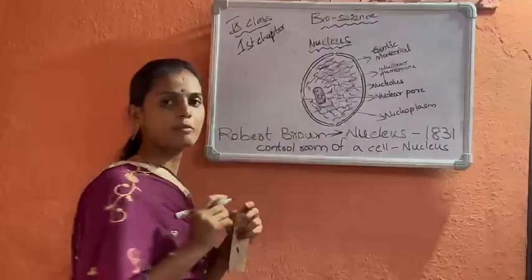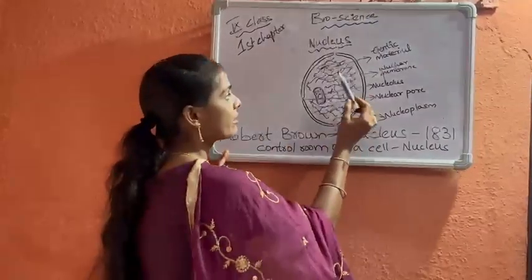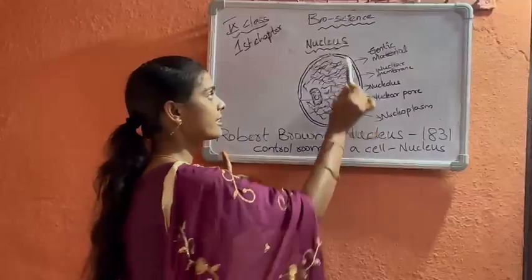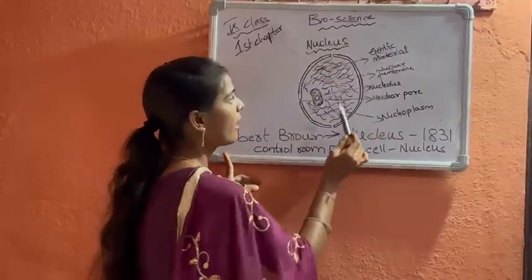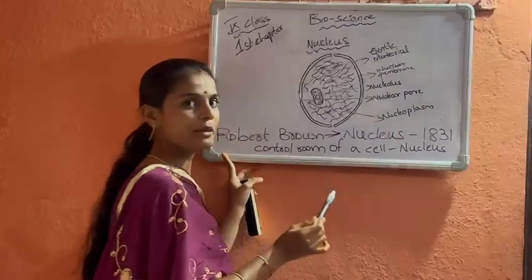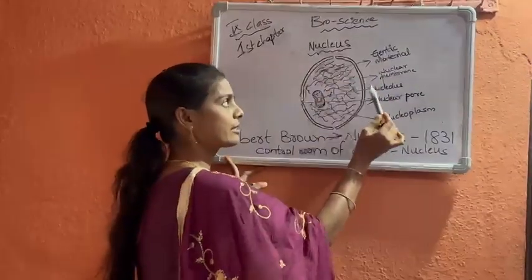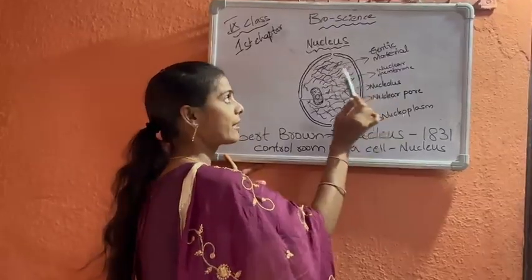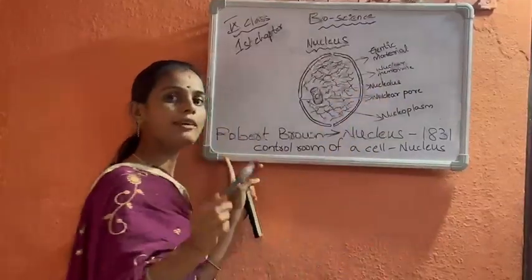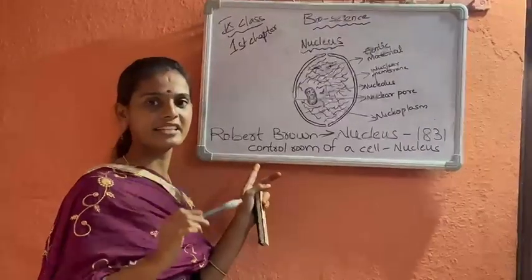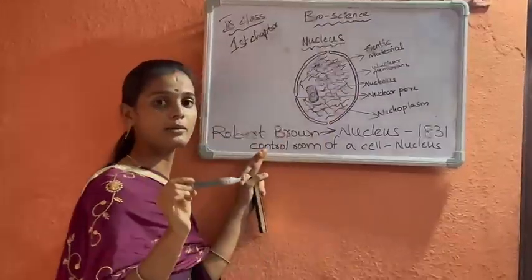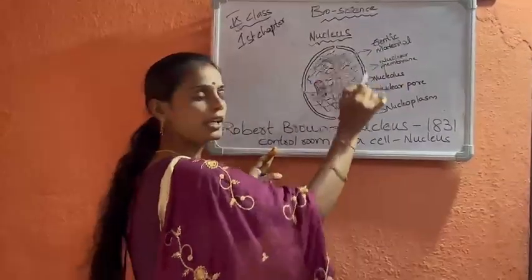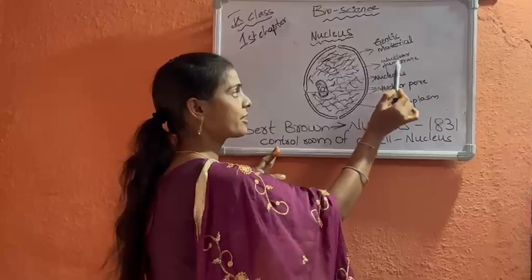Now let us see the diagram of nucleus. This is the outer membrane of the nucleus, called the nuclear membrane. The membrane which protects the nucleus is called the nuclear membrane. And this is the genetic material. We call either DNA or RNA the genetic material. Only in the nucleus the genetic material is present.